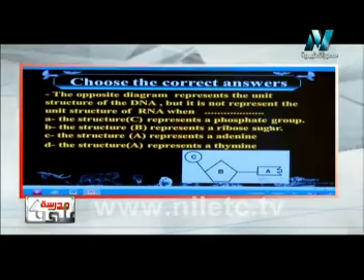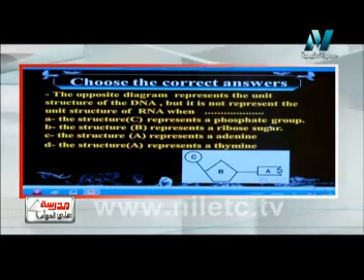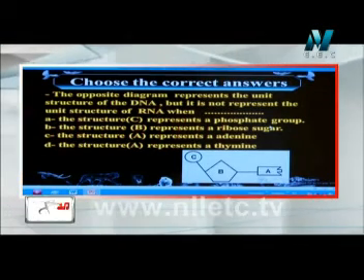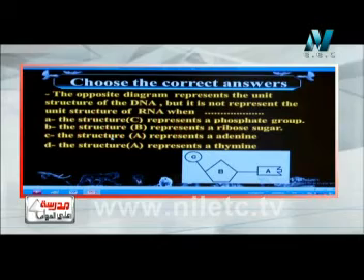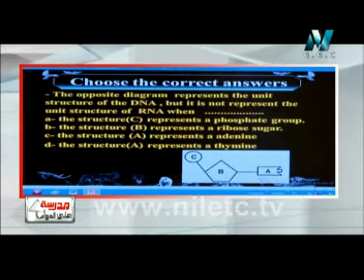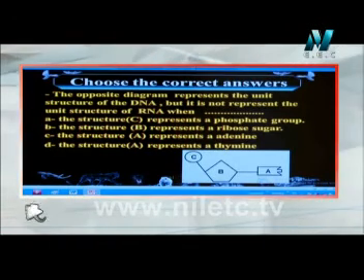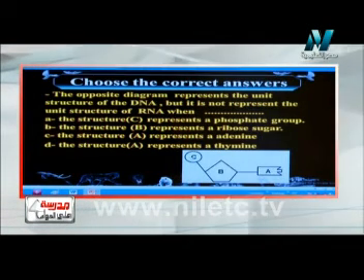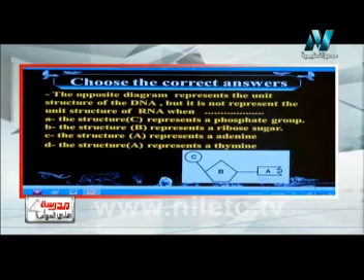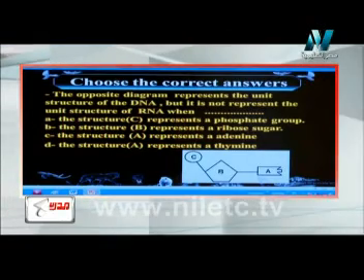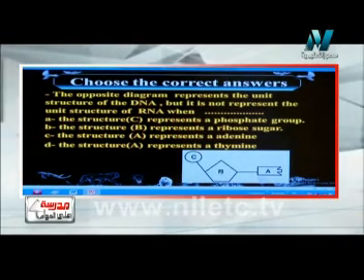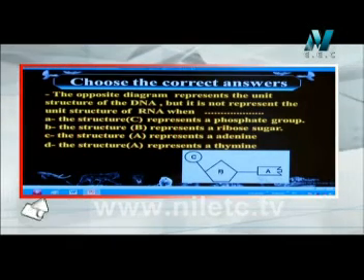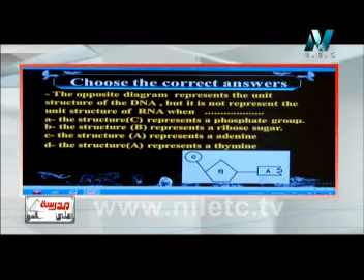The next question. The opposite diagram represents the unit structure of DNA, but it does not represent the unit structure of RNA when? Number A, the structure C represents phosphate group. The structure C represents phosphate group in both DNA and RNA. The structure B represents ribose sugar. That's not the right answer, because ribose sugar is the sugar of RNA. But in the case of DNA, B is the deoxyribose sugar.